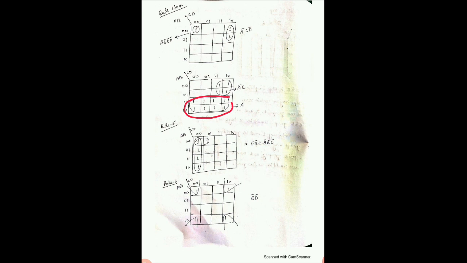Okay, it is clear. Now suppose the ones are present in such a way that we have an octet grouping. Okay, because in the rule we are discussing that we have to make groups as large as possible. If there is a possibility of an octet, you have to make the octet first, then quarter, then double, then single.